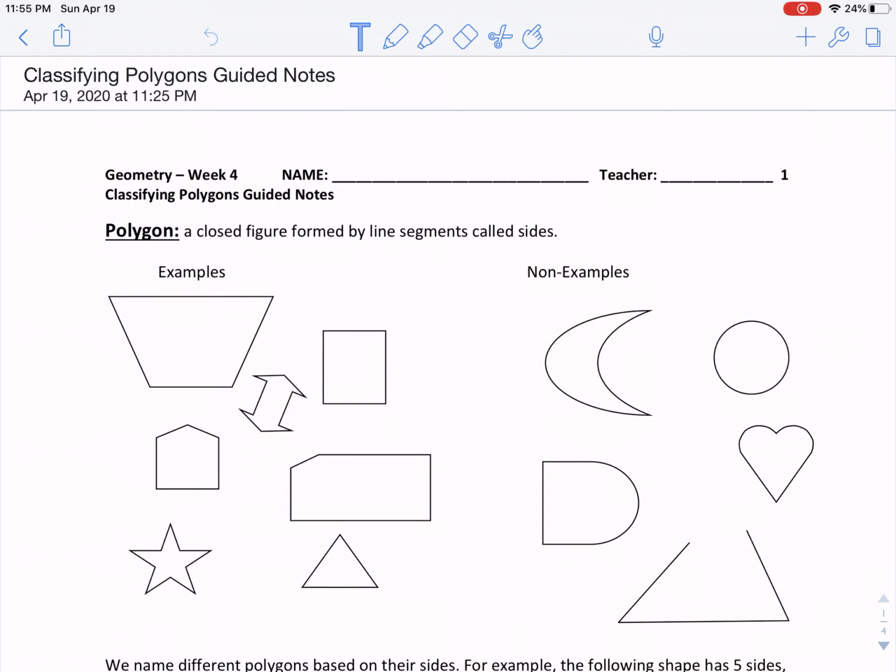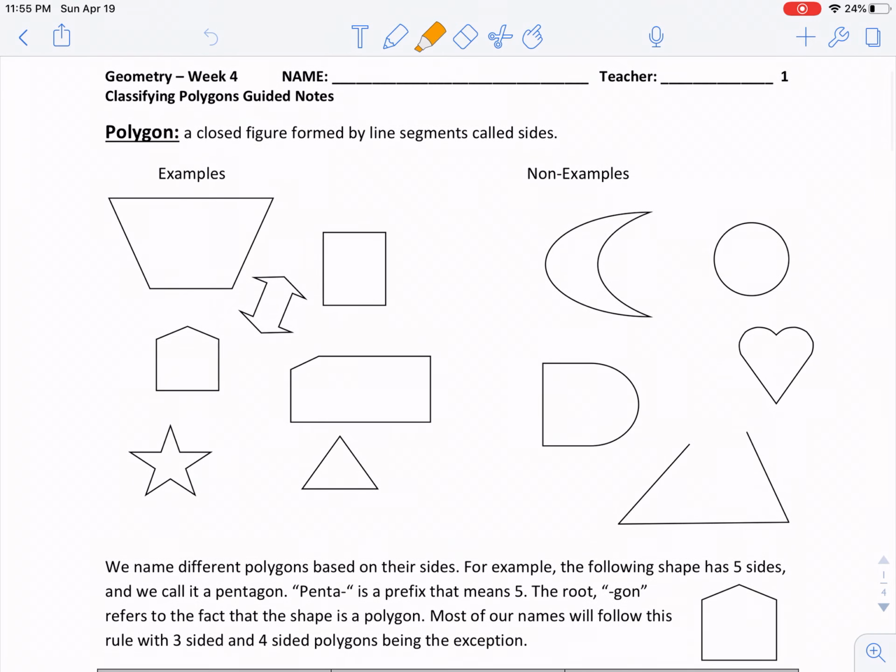All right. So first off, starting off with polygons. A polygon, it's just a closed figure formed by line segments. So it's closed. What we mean by closed is that it can't have that little gap right there. All the sides have to meet, or they all have to be connected. Also, it has to be line segments.